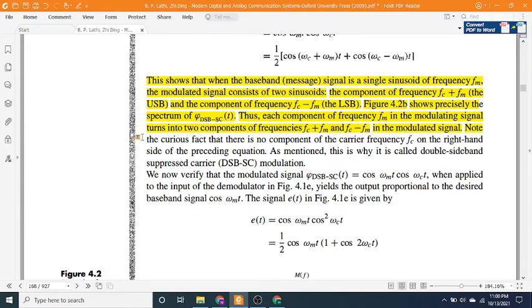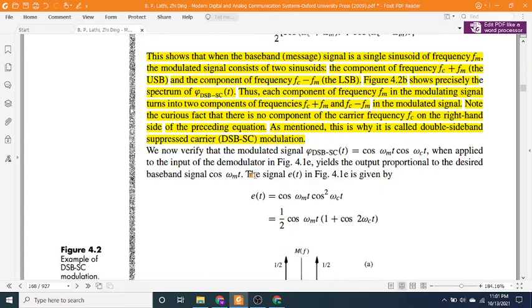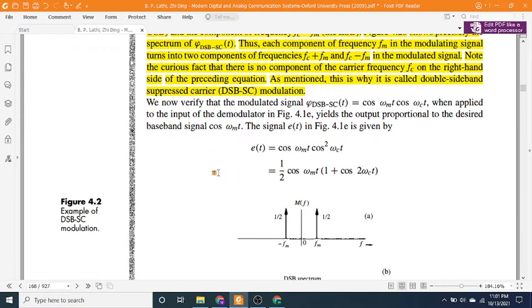Note the curious fact that there is no component of the carrier frequency ωc on the right-hand side of the preceding equation. As mentioned, this is why it is called double-sideband suppressed carrier, DSB-SC, modulation.